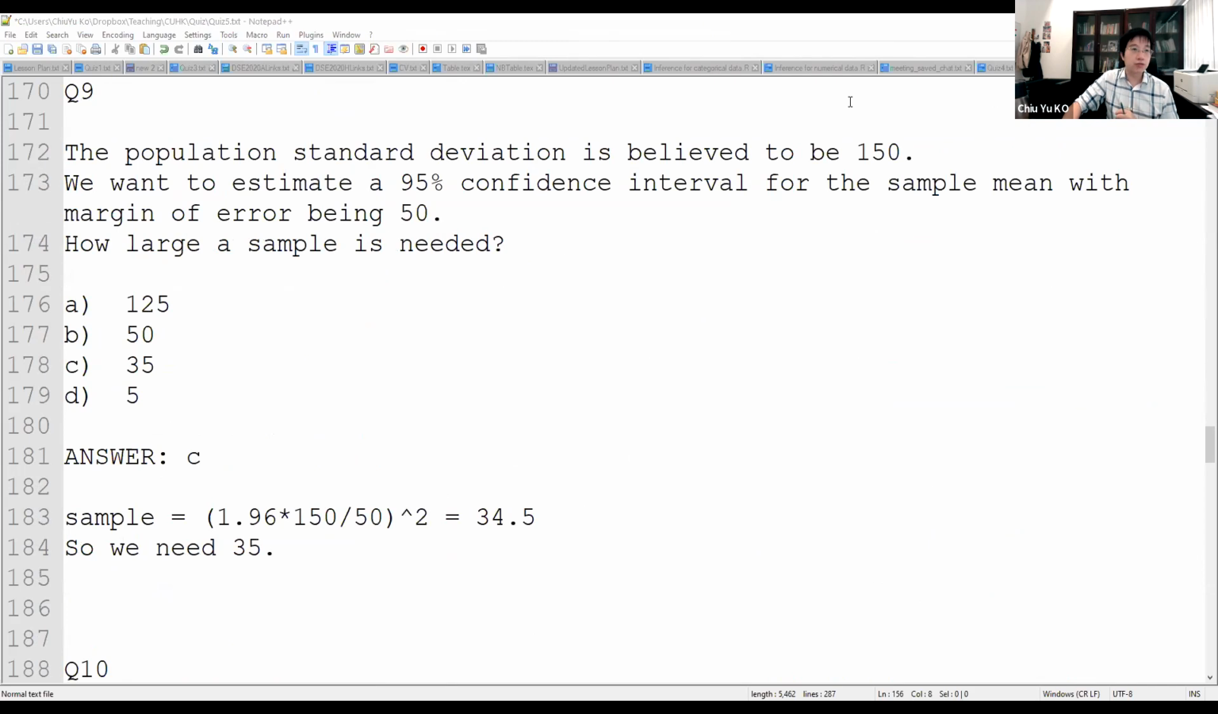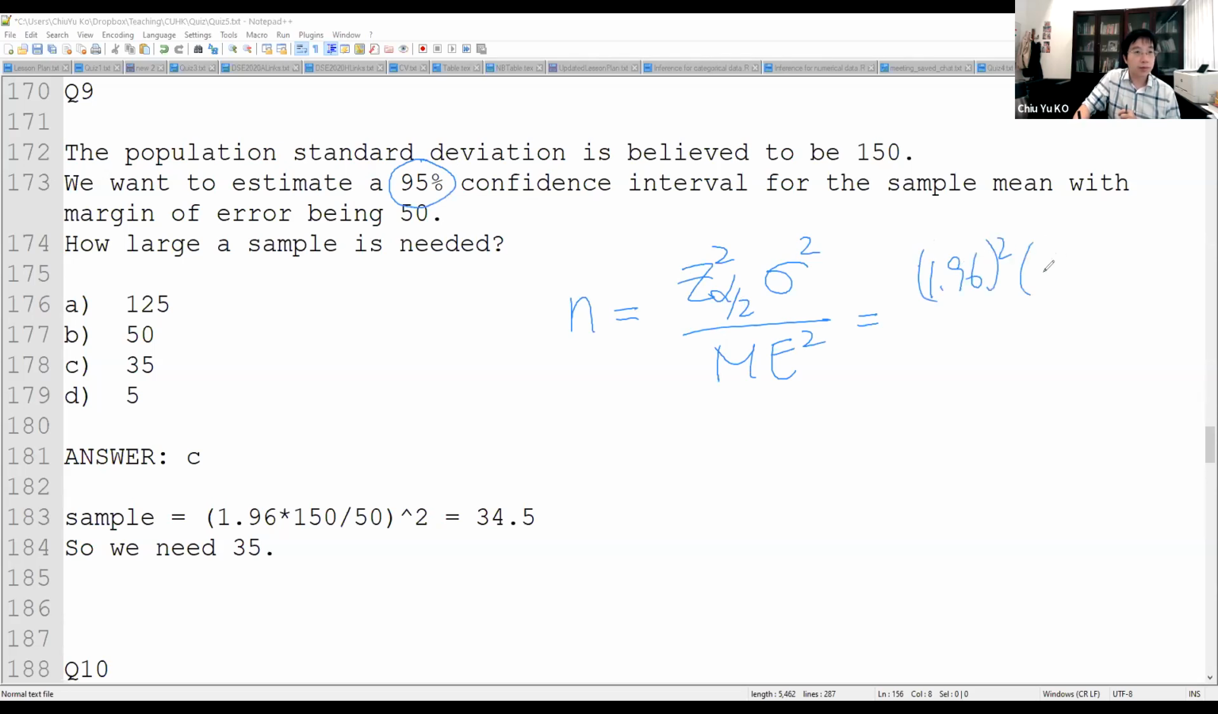So here, the last two questions will be just applying the formula directly. The sample size will be z alpha over 2 squared times sigma squared over ME squared, because we're asking about a sample mean. So for 95%, it's 1.96 squared times 150 squared. The margin of error is 50, so it's 50 squared. You should get this number, and it should round up to 35.